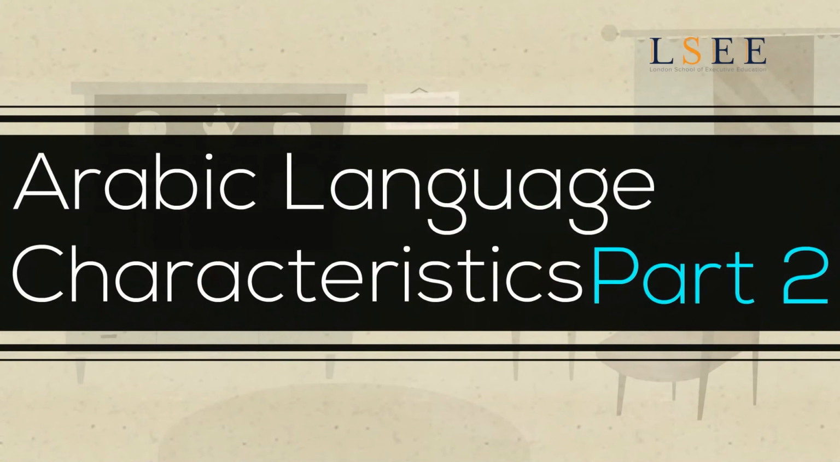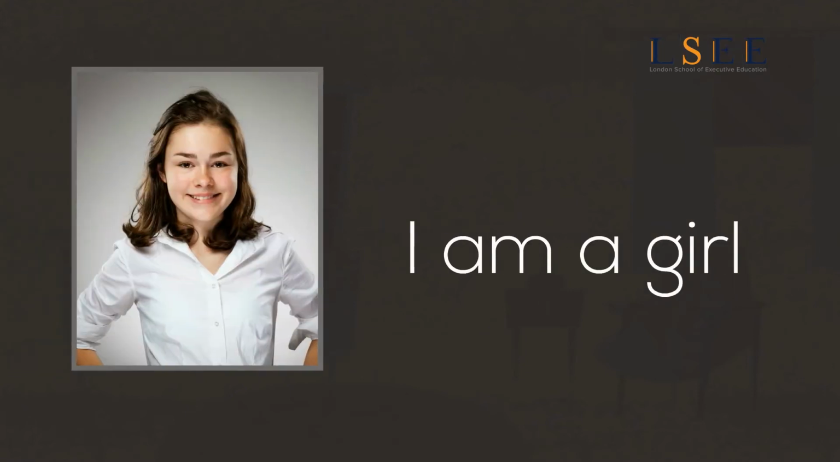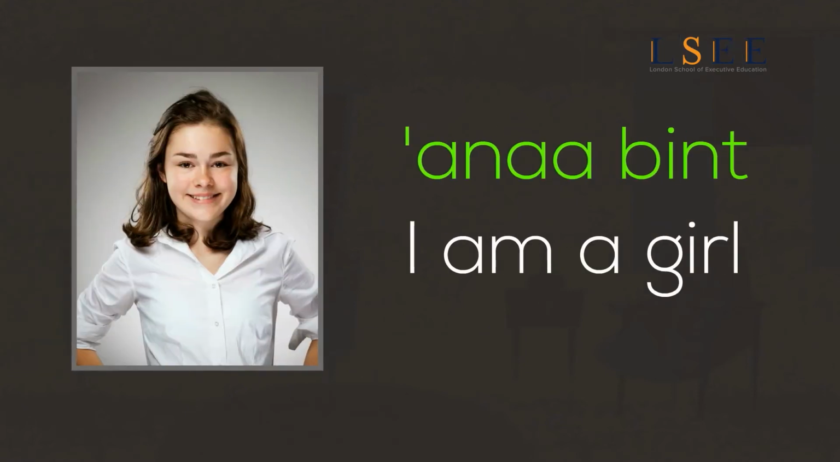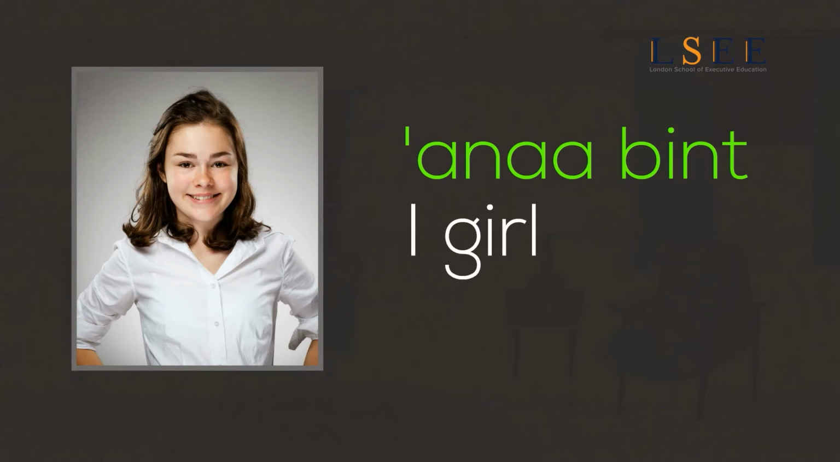Welcome to Characteristics of the Arabic Language, Part 2. Definite and indefinite articles in Arabic. There are no a, an, or even some in Arabic. For example, I am a girl is أنا بنت, translated to I, girl.